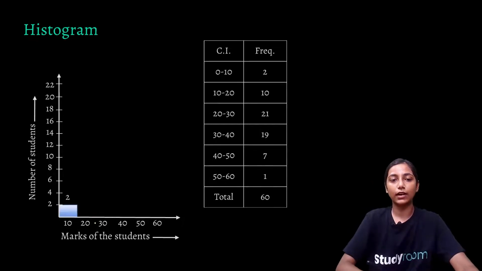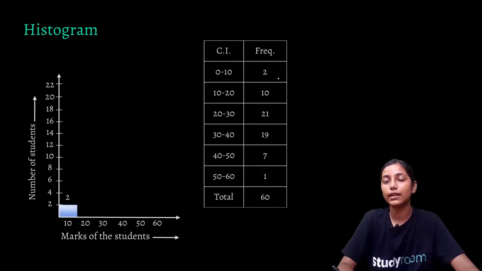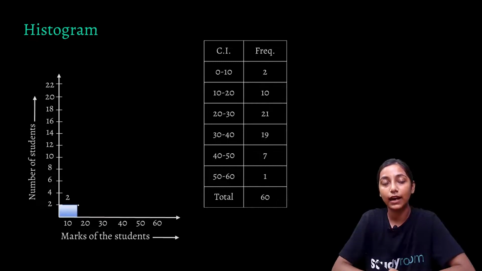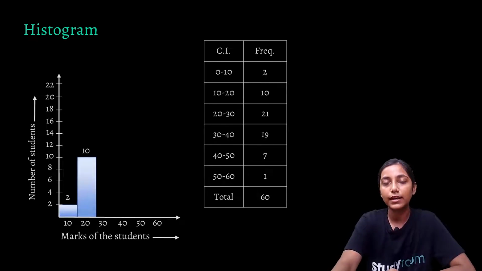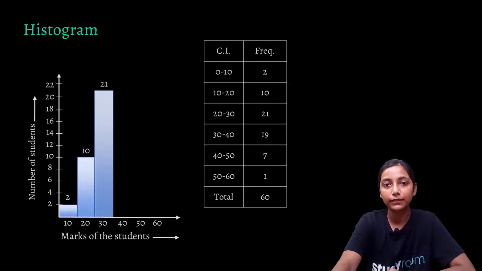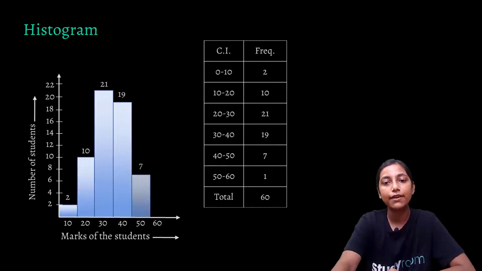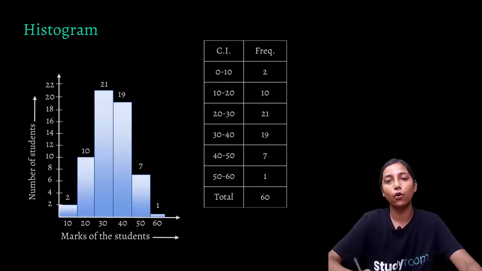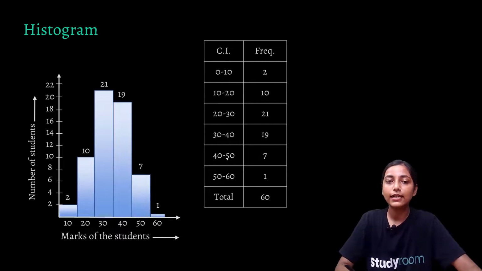Now for making a histogram, we will begin from 0 to 10. For 0 to 10, the frequency is 2, so the height of this bar will correspond to the value 2. Similarly, for 10 to 20, the value is 10, so the 10 to 20 bar will go till 10. So this is 10 to 20. Now for 20 to 30, similarly 21. And similarly 19, 7, 1, and when we add all these frequencies we get 60. So this is how a histogram looks and this is how we construct a histogram. We draw a histogram for the given data.